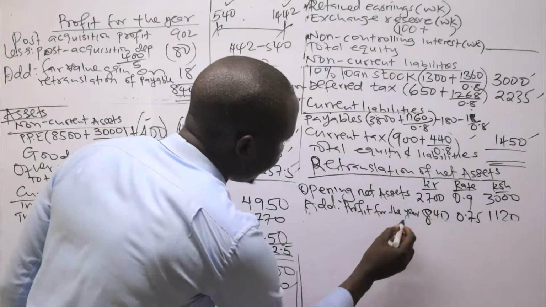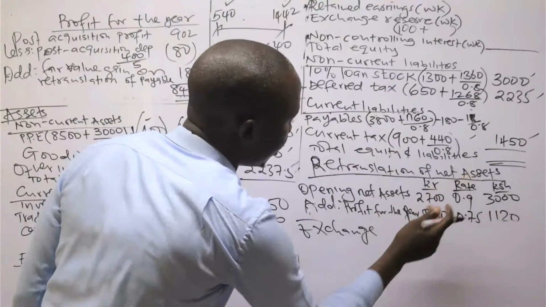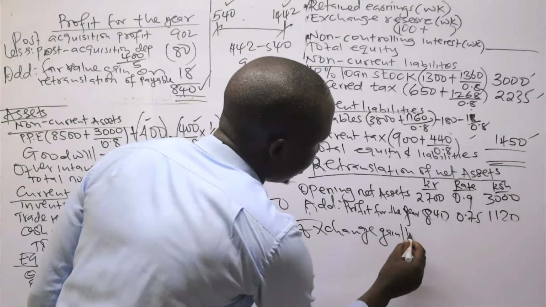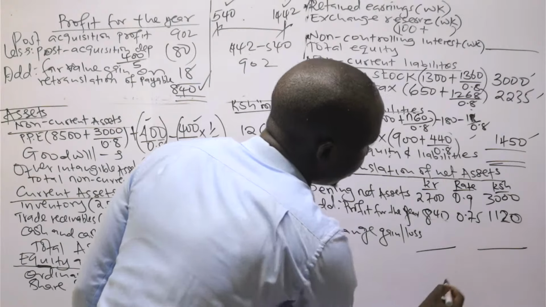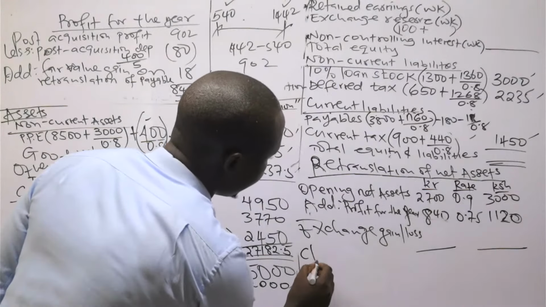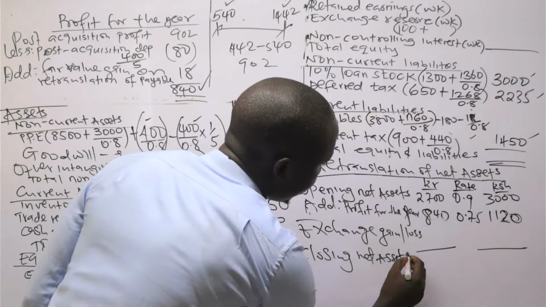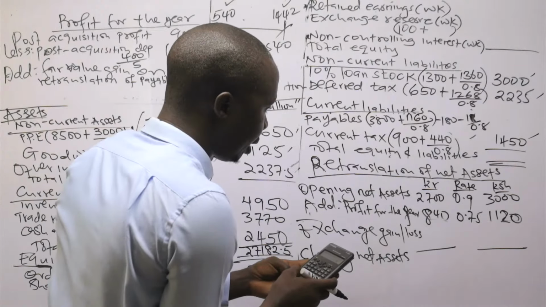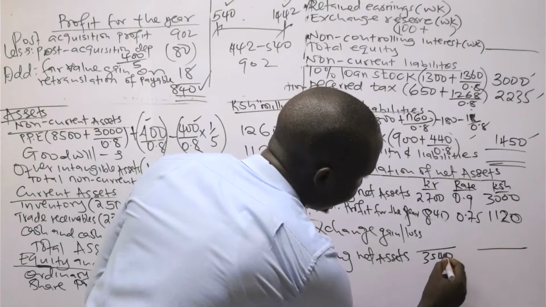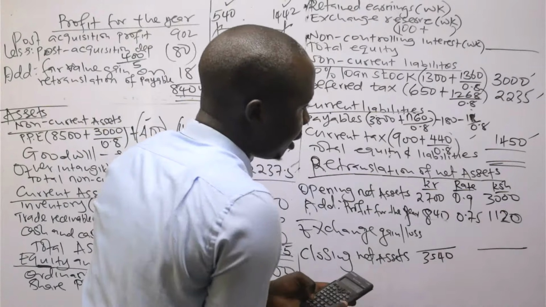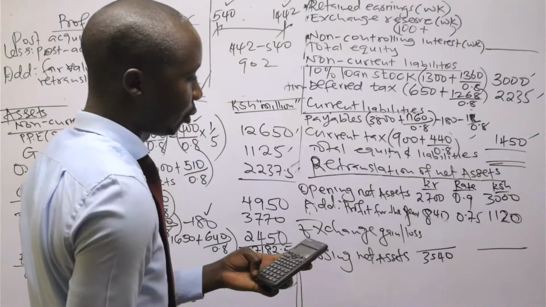I will skip one line here, whereby what I'm trying to determine is the exchange gain or loss on net assets. Exchange gain or loss, that is what I'm trying to determine here. So the total which we were getting here for the closing net assets is 2700 plus 840. So we have 3540. And for this one is 3000 plus 1120. So we have 4120.